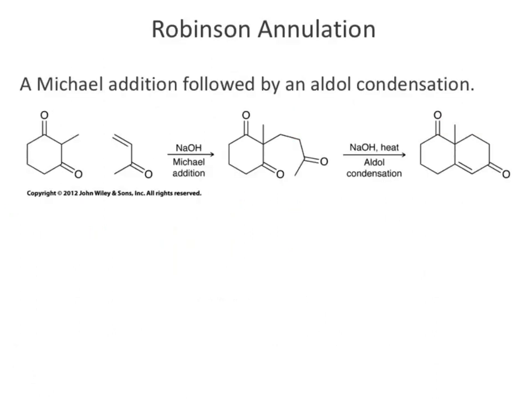The Robinson annulation: if you combine a Michael addition with an Aldol condensation, it gets a new name, a Robinson annulation. The chemistry is still basically all the same. We have a very acidic hydrogen in that red one. Why is that hydrogen acidic? It's got a lot of resonance. That resonance is revolving around the name of what structure?